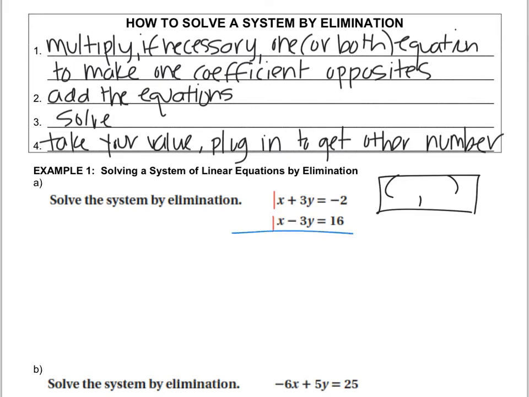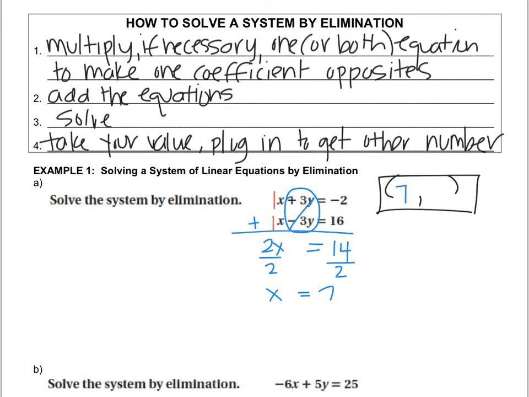So we can just go to step 2, which is add. When I add them, I get 2x, and then these cancel because positive 3y plus negative 3y cancels, or it eliminates. Wow, what a crazy name for this topic, elimination. So you get 2x equals, because the y's cancel each other out, 14. Then you do step 3, which is solve. So I get the x value is 7. The x coordinate of this intersection point is 7.